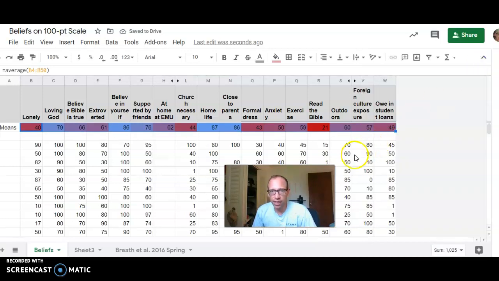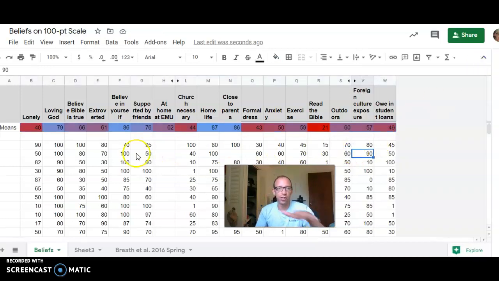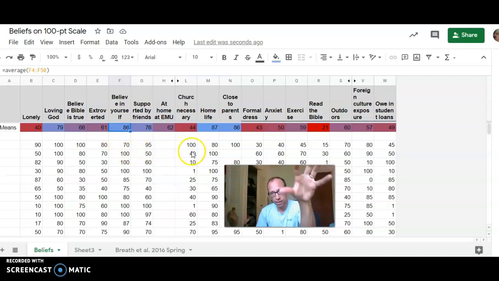So first thing is I want to know the measures of center. I want to know roughly where, as a class, people are. So I might start off by looking at the really high ones. I see that the highest one here is 87, followed by 86, 86. So as a class, these two classes seem to rate their home life as pretty good, that they were very close to parents, and that they believed in themselves.